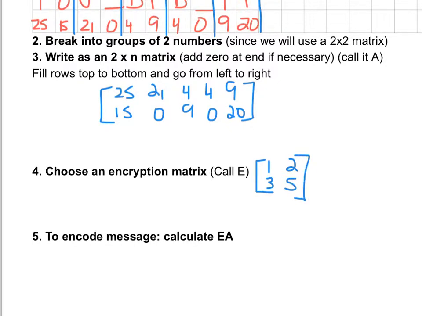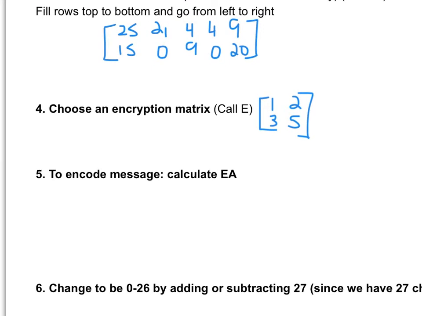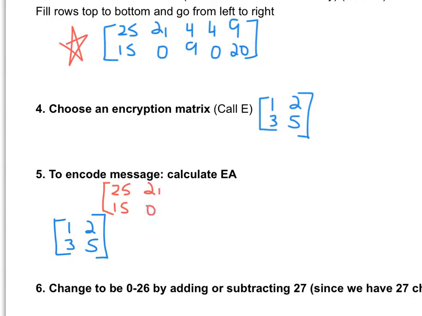For me to encode it and get what I'm going to send my friend that I want to keep this secret message, you're going to take your encryption matrix, in this case 1, 2, 3, 5, and multiply it to the matrix with your code: 25, 15, 21, 0, 4, 9, 4, 0, 9, 20. And you'll notice I've already written it so that we can do our normal method of multiplication.